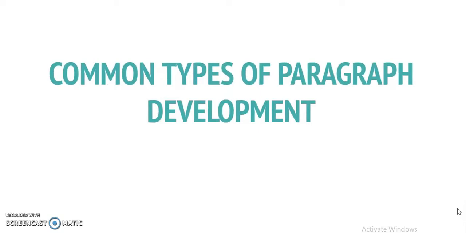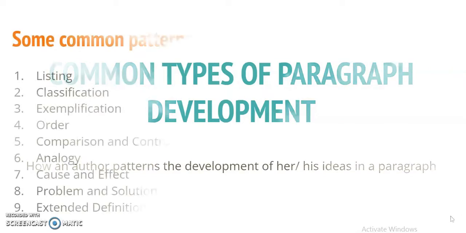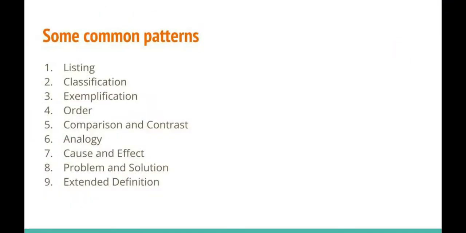Okay, the next thing that I want you to pay attention to in this section is the common types of paragraph development. This time, it is not about the placement, but how the main ideas are developed. There are 9 patterns listed in this module: listing, classification, exemplification, order, comparison and contrast, analogy, cause and effect, problem solution, and extended definition. But I just want to make a quick disclaimer here that the patterns of paragraph development presented in this module are not exhaustive, but I think they are quite popular and widely used patterns.